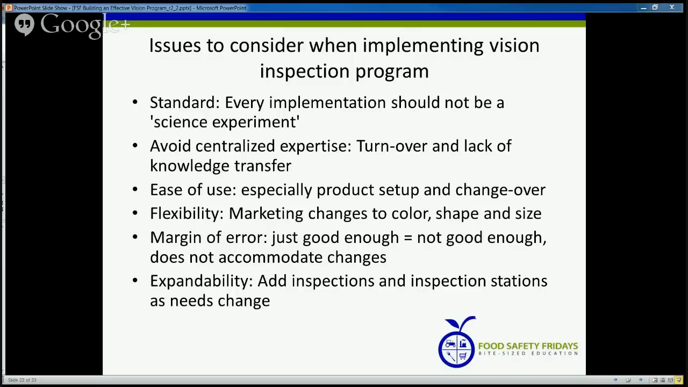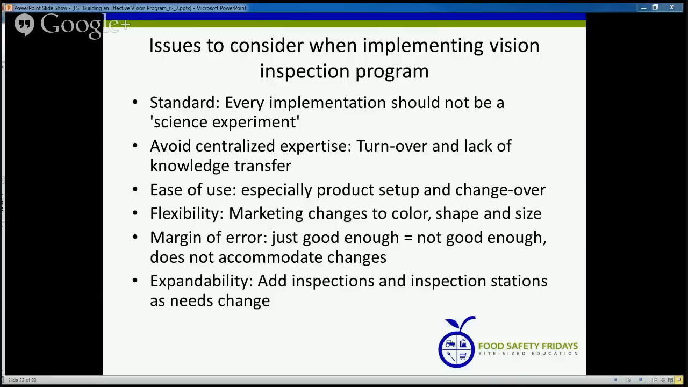Ease of use, I'd mentioned this before, is especially important for setup and product changeover. The vision system should have the ability to be quickly adjusted to inspect one product to another, obviously because of the prevalence of product changeover on the line. It should also be flexible. Marketing will change the color, shape, and size of a label, and the vision system has to be able to accommodate these changes without too much trouble.